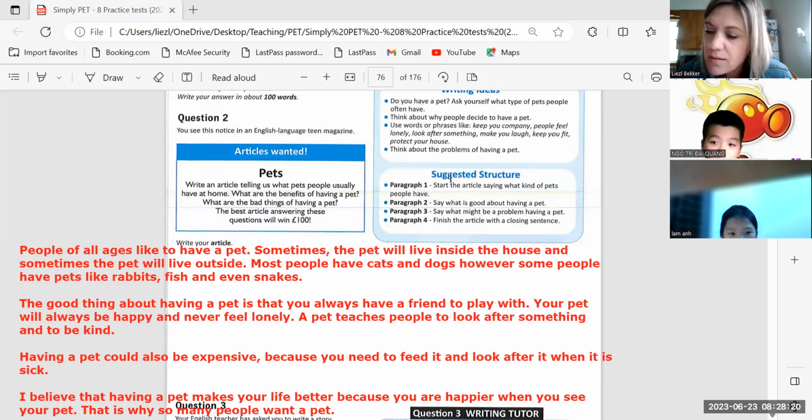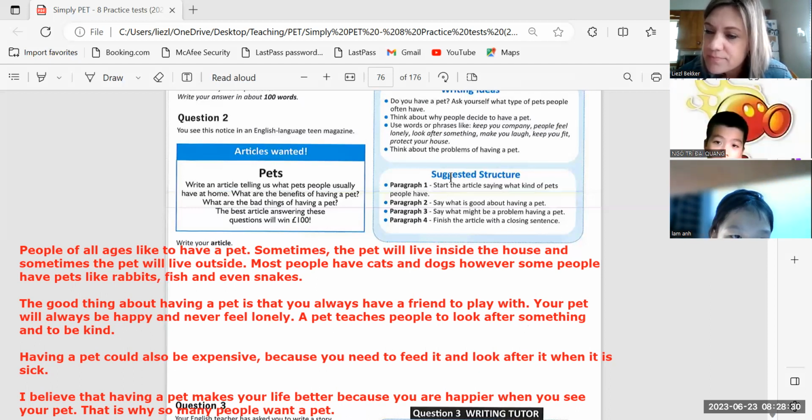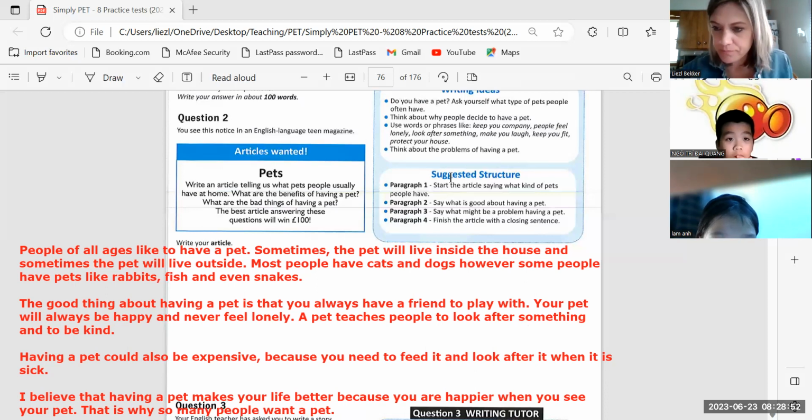People of all age like to have a pet. Sometimes the pet will live inside the house, and sometimes the pet will live outside. Most people have cats and dogs. However, some people have pets like rabbits, fish, and even snakes. The good thing about having a pet is that you always have a friend to play with. The pet will always be happy and never feel lonely.